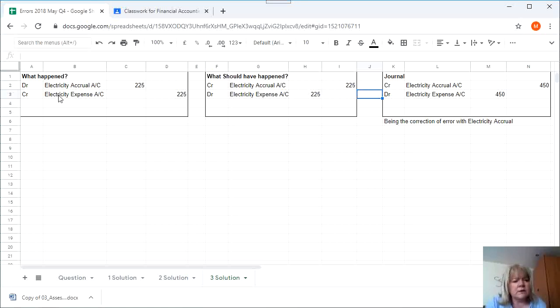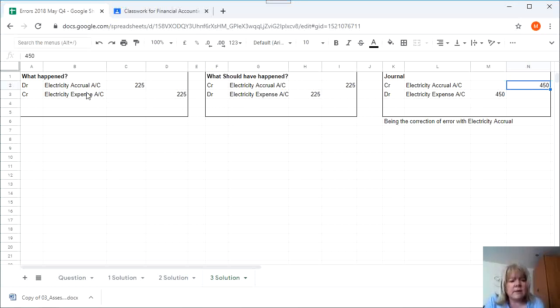So to fix the accrual account, we have to credit the accrual with 225, but that'll simply cancel out the original error and it won't show the actual 225. So therefore we have to double the figure. So we credit the electricity accrual with 450.